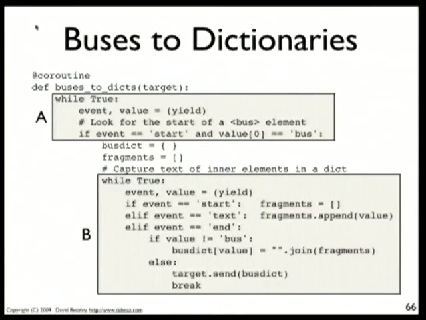So in that code, state A is up here. This is the looking for buses. And this down here is state B, where you're collecting bus information. That might be a complicated example, but essentially we're taking events and processing them. One thing in the code that I'll point out is at the end here, this target.send. When I get a completely formed bus dictionary, I fire it off at some other target. So if you wrap your brain around this, it's taking that XML stream, grabbing buses, turning them into dictionaries, and then slamming them out to another target.